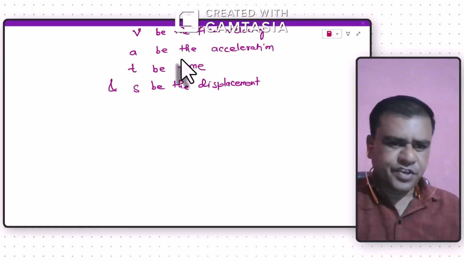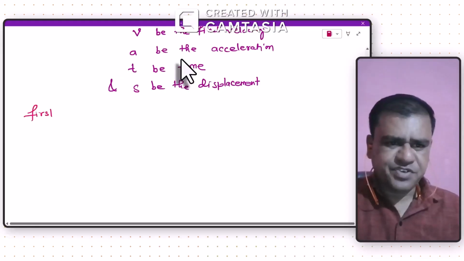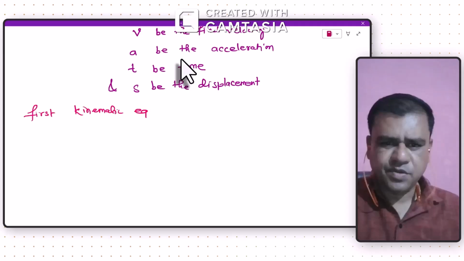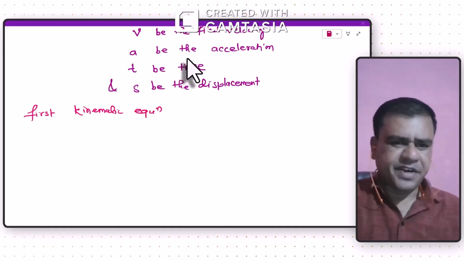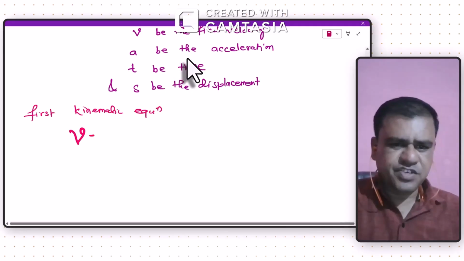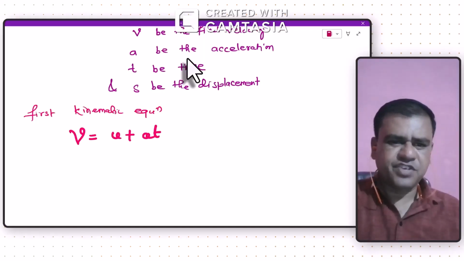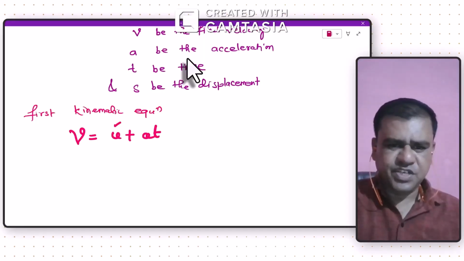Then the first kinematic equation can be derived as v is equals to u plus at, where v is the final velocity, u is initial velocity, a is acceleration and t is the time.